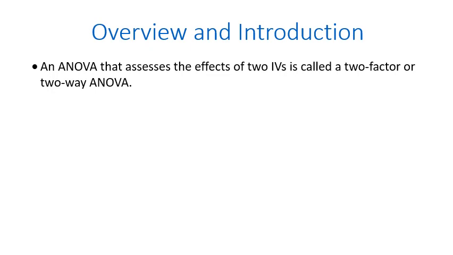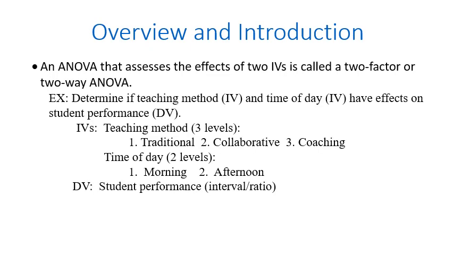An ANOVA that assesses the effects of 2 independent variables is called a 2-factor or 2-way ANOVA. For example, if we were determining if teaching method and time of day have an effect on students' performance. So we've still got that same measure of student performance. We've still got the same first independent variable, but now we're looking at time of day as well. So we've got another independent variable. So we've now got 6 groups that we're making comparisons between.